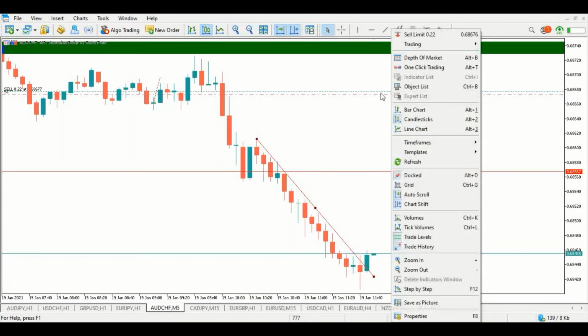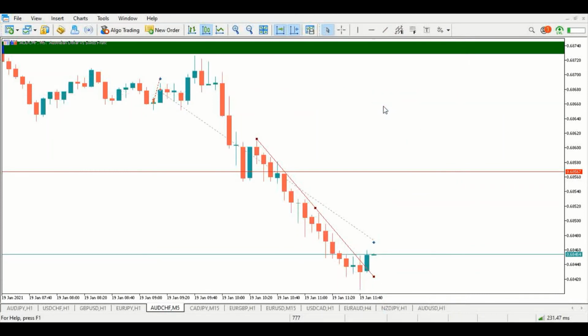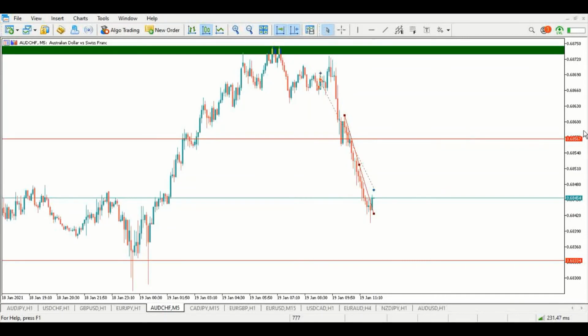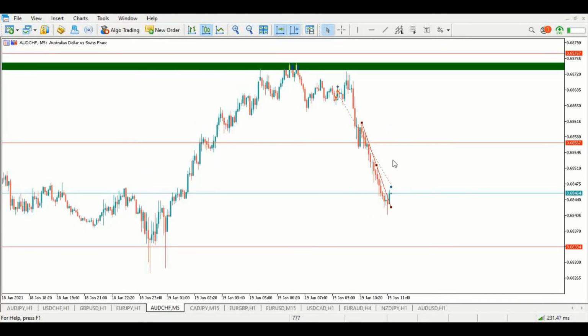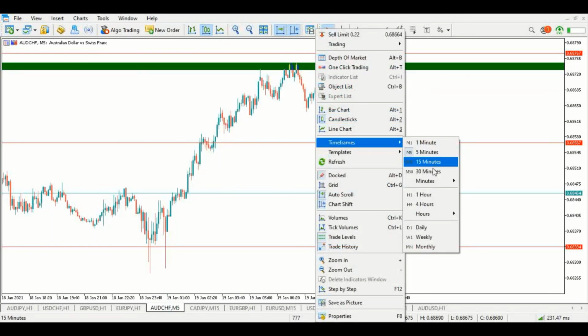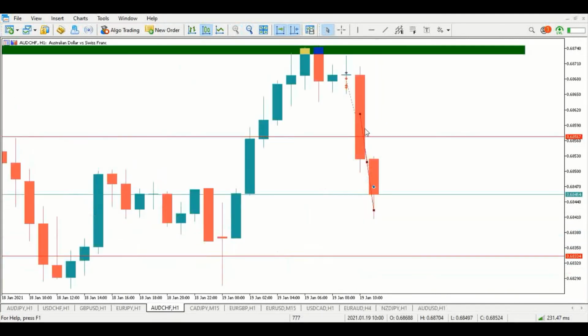Hopefully my connection is good. Close. Okay, there we go. So I'm out of the trade. This was me in the trade. So straight from here, let me try going back on the 1 hour. Okay, cool. So generally this was the trade.